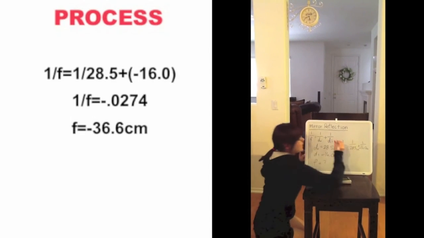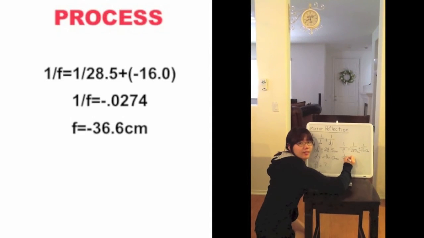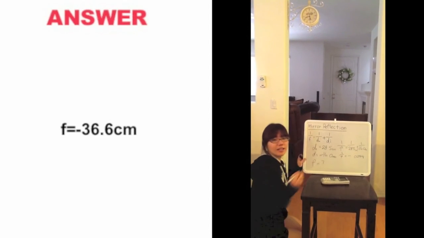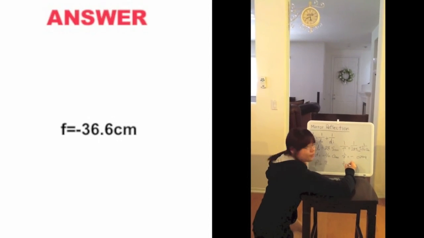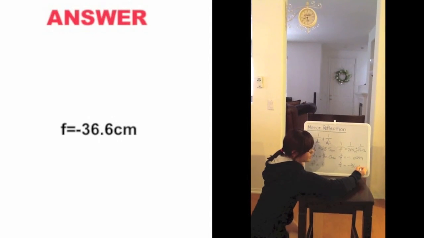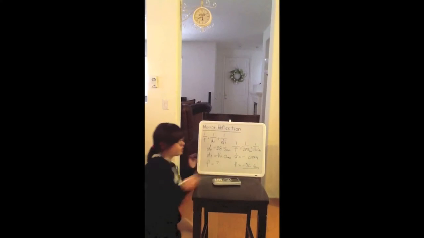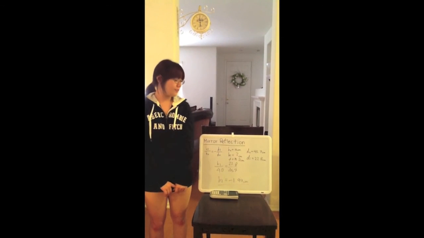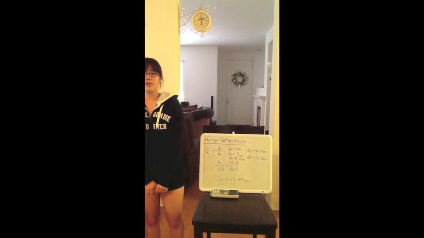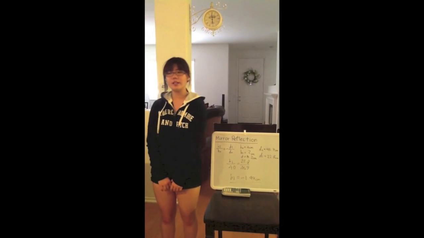Then you can get 1 over f equals negative 0.0274. Then f equals negative 36.6 centimeters. This one is your problem with the mirror equation. Then this one is really simple because you only need to use the mirror equation.